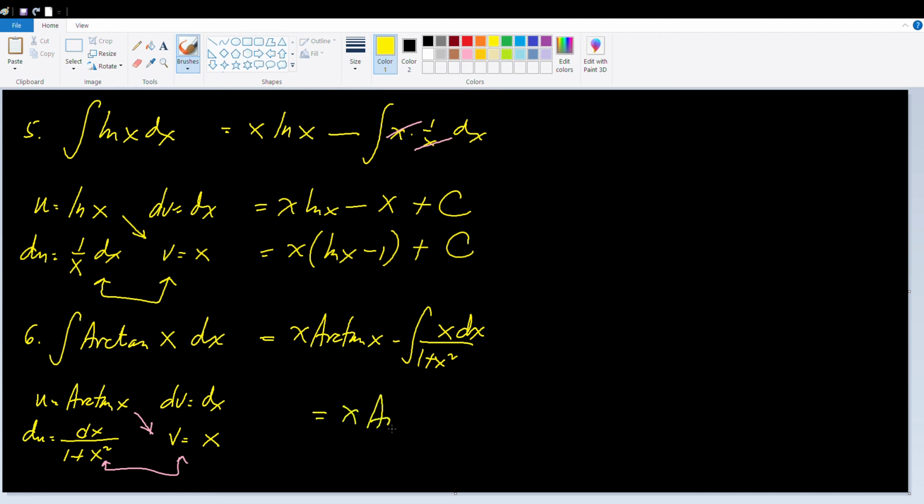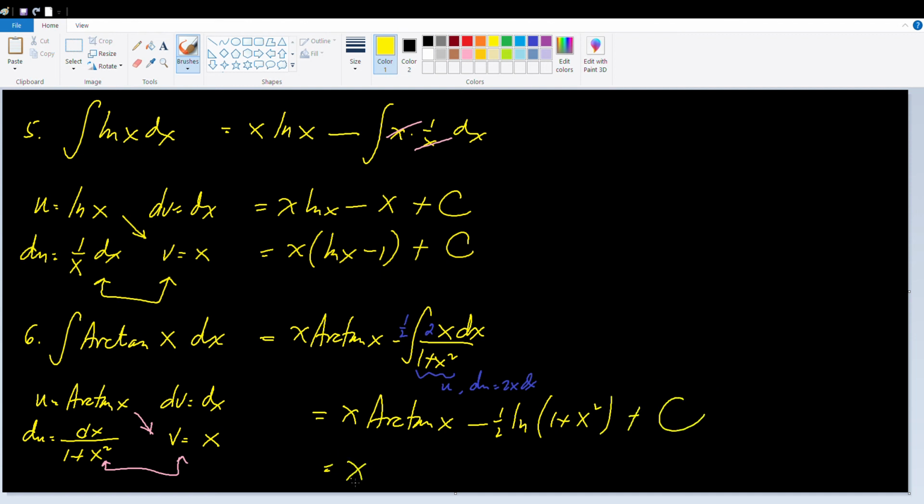So x arctangent of x minus, to evaluate this integral, x dx over 1 plus x squared, we take 1 plus x squared as our u, and du will be 2x dx. So 2x dx is our du, then times 1/2. So negative 1/2, and du over u. 1 plus x squared is your u. So du over u gives us ln of 1 plus x squared plus c.